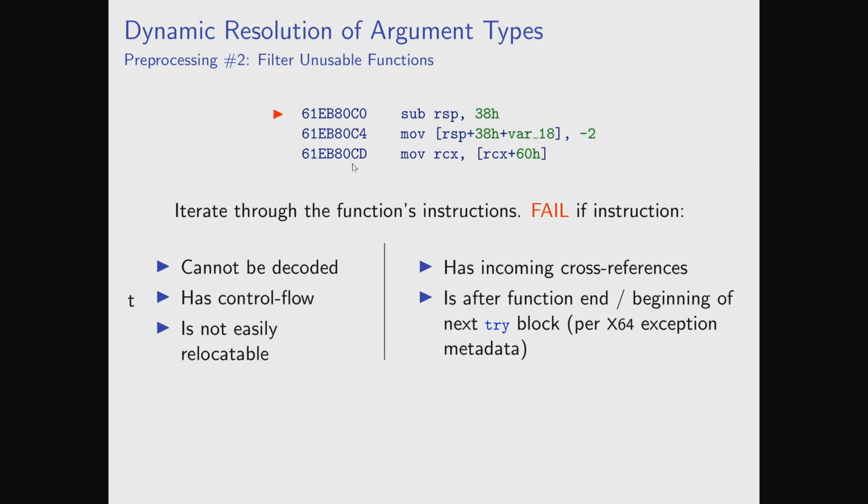Basically, I want to see, is there something that would prevent me from hooking this function? Like, is there control flow somewhere in the first several instructions? Or are there cross-references coming from somewhere else? Or things like this. So I just iterate through the instructions. I have a couple of checks that I do. And once I get 5 bytes into the function, if none of the checks has failed, that means I have at least 5 bytes of space to work with.